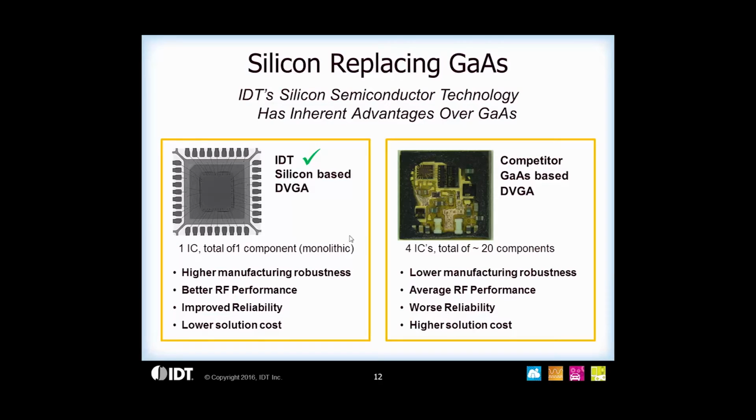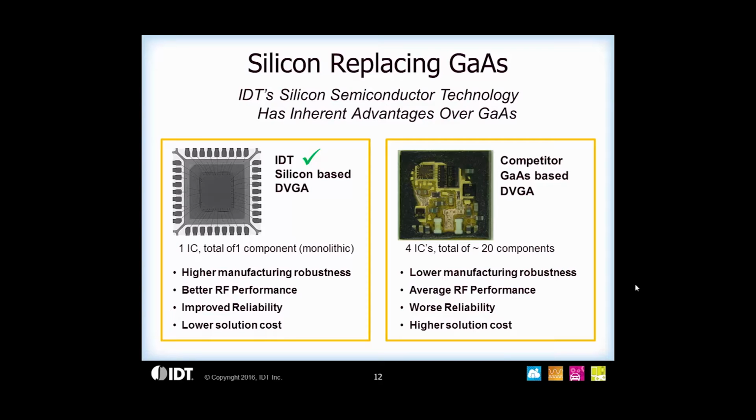As you see on the screen, as an example, we have a DVGA from IDT, which only has one die, and we compare this with a DVGA from a gallium arsenide-based product, and as you see, there are 20 components. With these 20 components, the reliability is extremely poor. In addition, your manufacturing robustness is poor. Also, the RF performance of gallium arsenide-based product is not that great, especially in terms of insertion loss and IP3 performance. And because there are 20 components, the solution cost is also high.